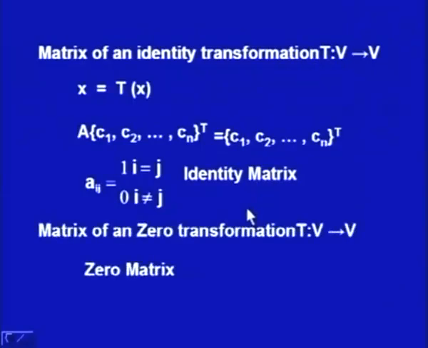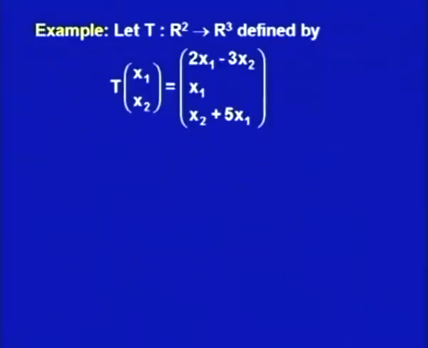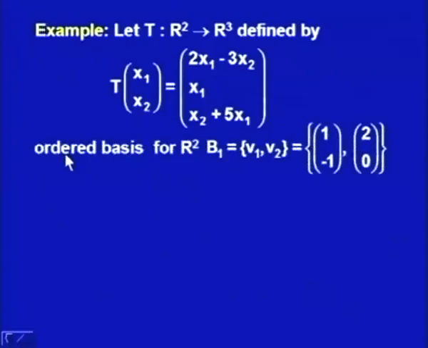Similarly, for the zero transformation from V to V, the associated matrix is the 0 matrix. Now, in the next example, our transformation is being given to us from R2 to R3. We have to find out the associated matrix.